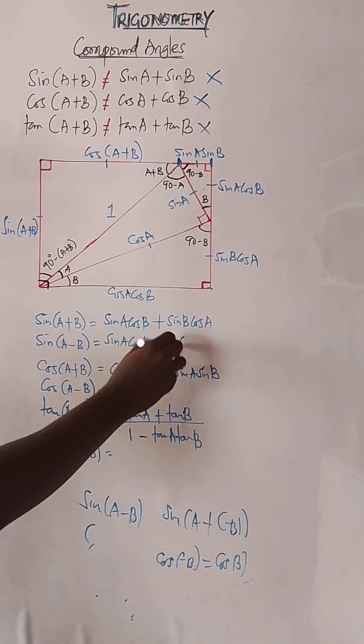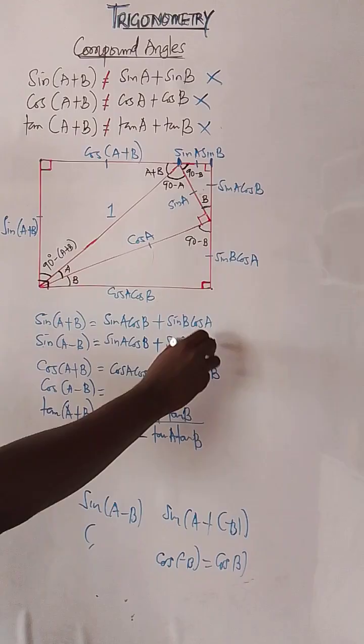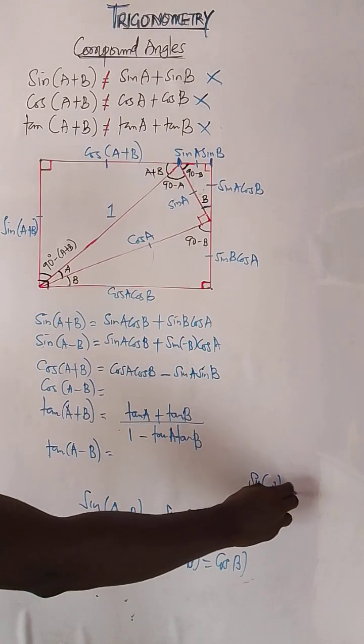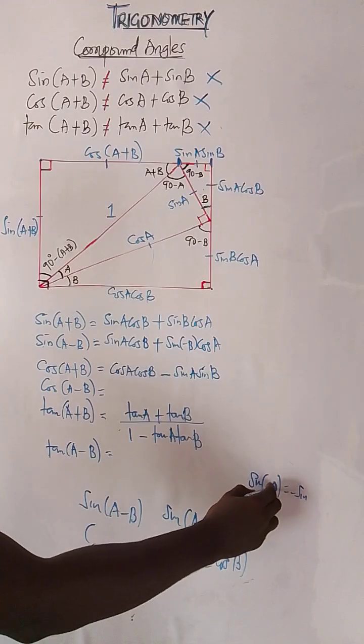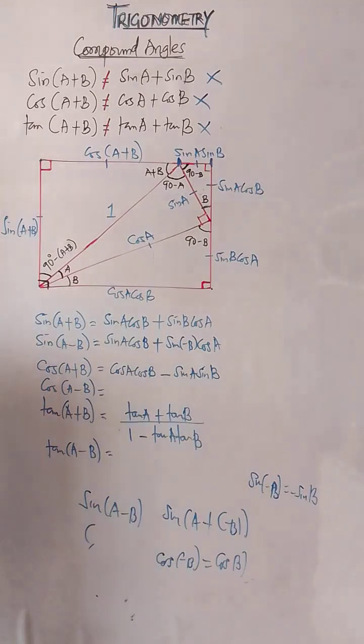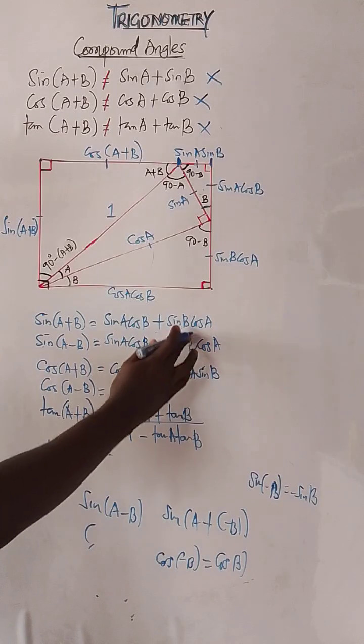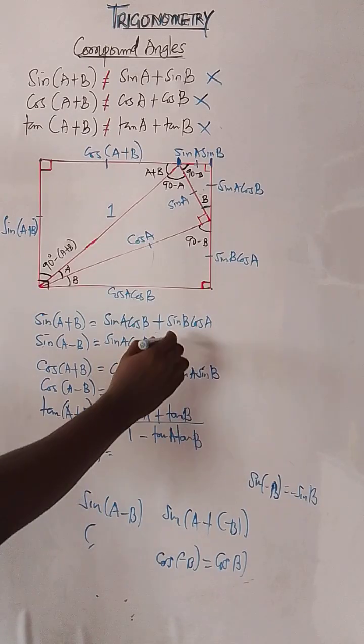Then plus sin minus B cos A. But the thing is, sin minus B equals minus sin B. So what happens? This minus, you can bring it out and it will affect this one. This becomes minus. So I'll be having what? Sin B cos A.